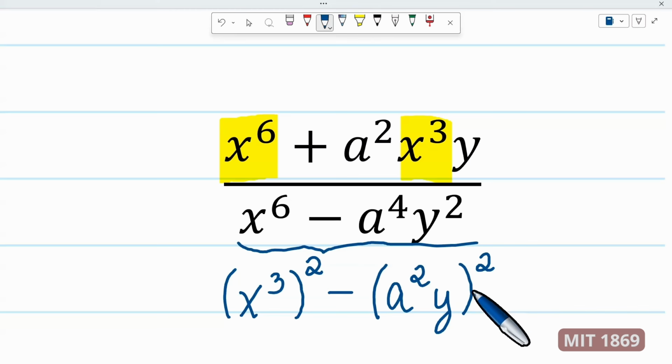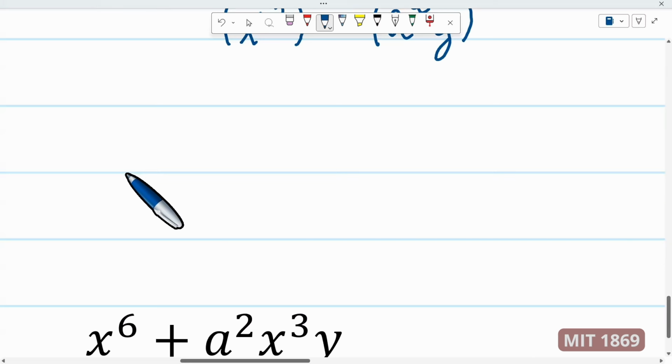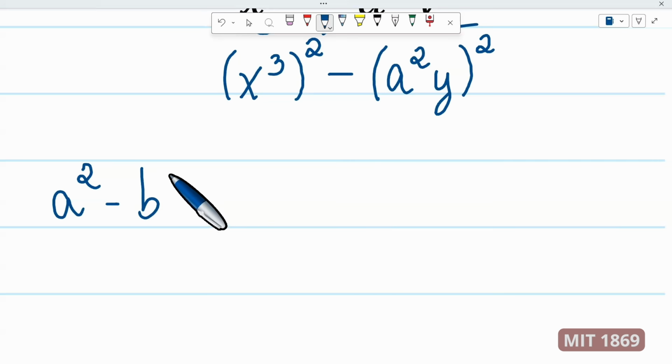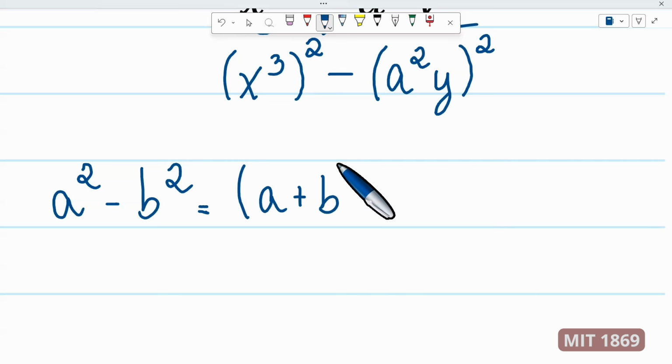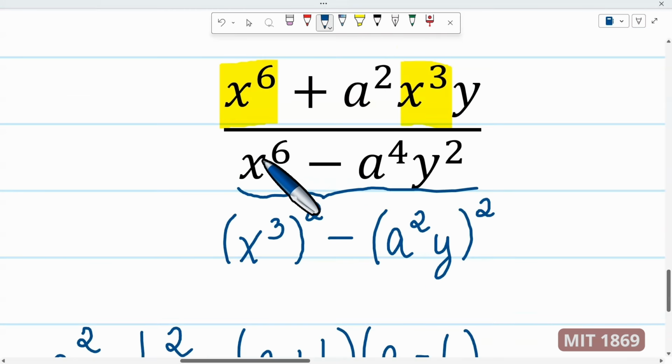And for those who don't remember, what is this factorization technique? I'll remind you here. When I have one term squared minus another term squared, that's nothing more than the product of the sum by the difference: the first term plus the second term, times the first term minus the second term. Is that right? That's exactly it here.